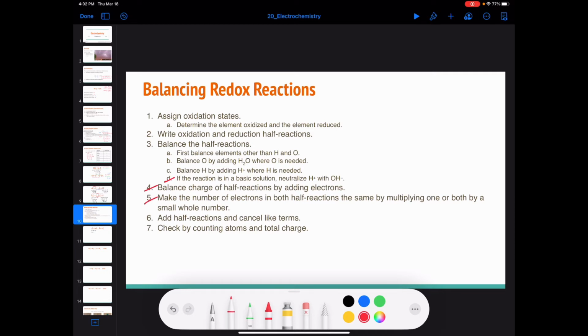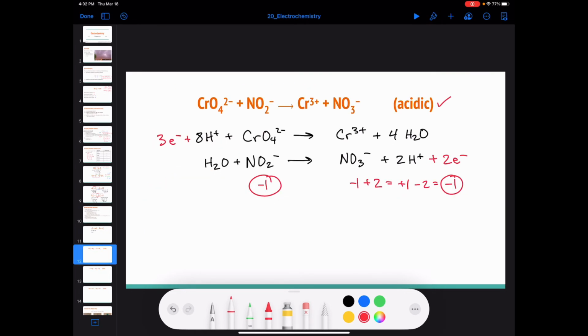Now I need to make the number of electrons in both half reactions the same. This is one where we will have to do this step, because notice that in the top reaction we've got 3 electrons, in the bottom one we have 2. So we need to make these equal. I'm actually going to double the top reaction. So this becomes a 6, this becomes a 16, this becomes a 2, this becomes a 2, and this becomes an 8, right? So all of those are now doubled.